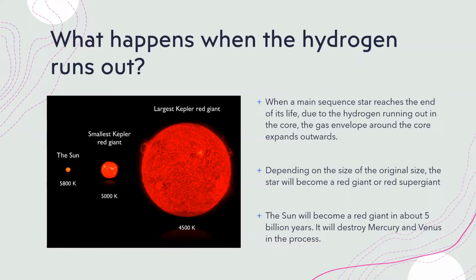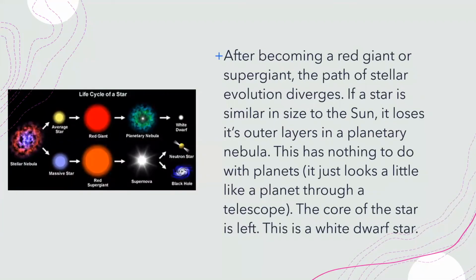Actually, Betelgeuse is already a red supergiant. So Betelgeuse is a red supergiant in the sky at night. You can see it in the constellation Orion. It's a huge star. And the sun will become a red giant in about 5 billion years, and it will destroy Mercury and Venus in the process, but nothing to worry about today. It's quite a long way off.